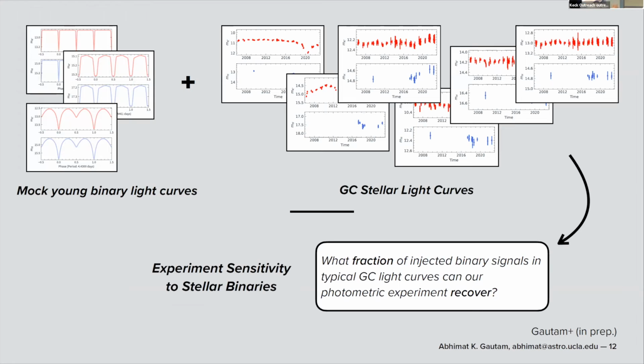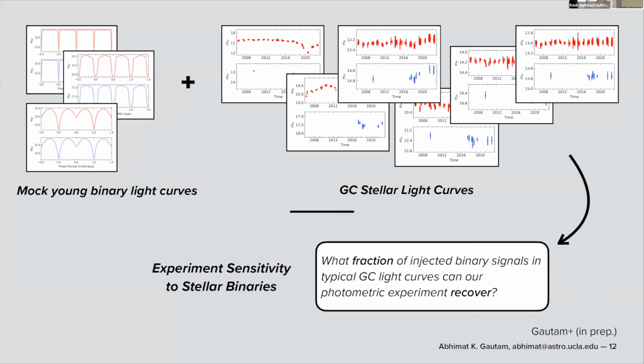So we can ask the question, what fraction of the injected binary signals that we're putting into these light curves can our experiment recover, once we run these light curves with injected binary signals through our pipeline? What fraction of these can our photometric experiment recover? And that helps us estimate how sensitive our experiment is to be able to detect the types of young stellar binaries that we are looking for at the galactic center.